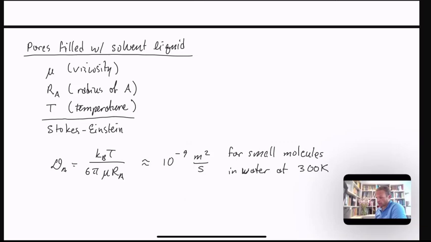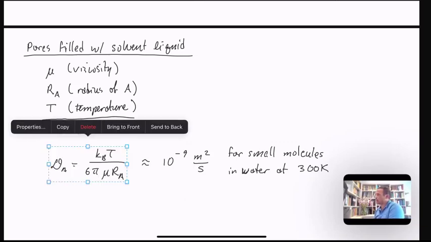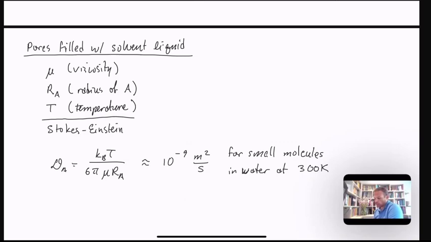In that case, the diffusivity is given by the Stokes-Einstein formula. So you see here the thermal energy in the numerator, 6 pi times the radius of the molecule, and the viscosity of the solvent. So it's a little bit unfortunate, we run out of Greek characters to use in these discussions. Mu in this discussion stands for viscosity. I would potentially change that to eta, which is another common symbol for viscosity, but soon we will be talking about effectiveness factors. No matter what conventional symbols we choose here, they're going to clash with some other conventional symbols.